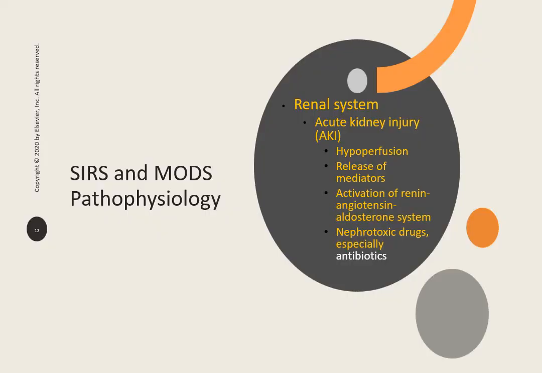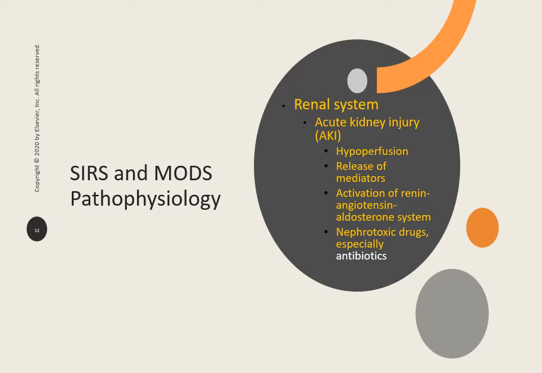Acute kidney injury, or AKI, is common in SIRS and MODS. Hypoperfusion and the effects of the mediators can cause AKI. Decreased perfusion to the kidneys activates the sympathetic nervous system and the renin-angiotensin system. Stimulation of the renin-angiotensin system causes systemic vasoconstriction and aldosterone-mediated sodium and water reabsorption. Another factor for the development of AKI is the use of nephrotoxic drugs. Many antibiotics used to treat gram-negative bacteria, such as aminoglycosides, can be nephrotoxic. Careful monitoring of the drug levels is essential to avoid the nephrotoxic effects.